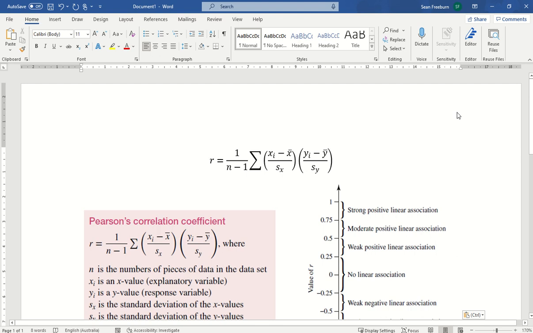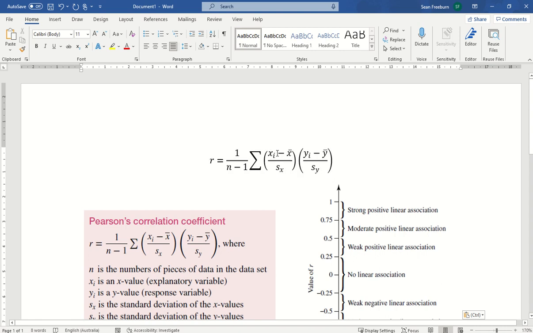Hello students, the point of this video is to give you a quick rundown for how to manually calculate Pearson's correlation coefficient. So this is our formula for Pearson's correlation coefficient, also known as R. It tells me the strength of a relationship between two variables. So that could be X and Y, that could be height and shoe size, it could be education and income levels, it could be any two variables.